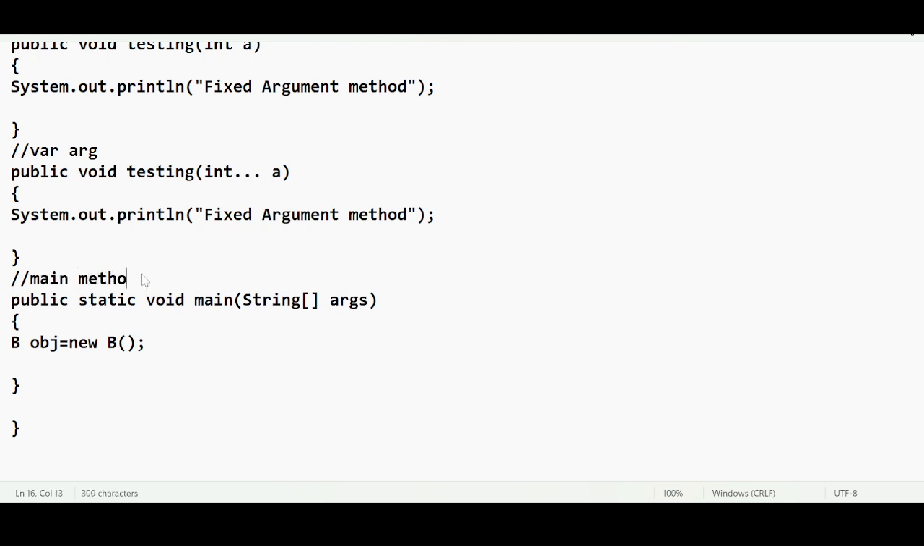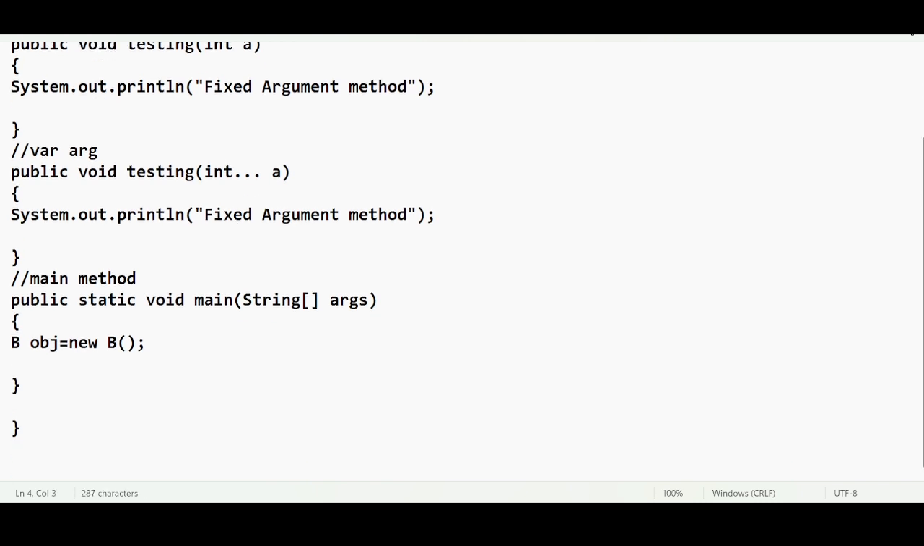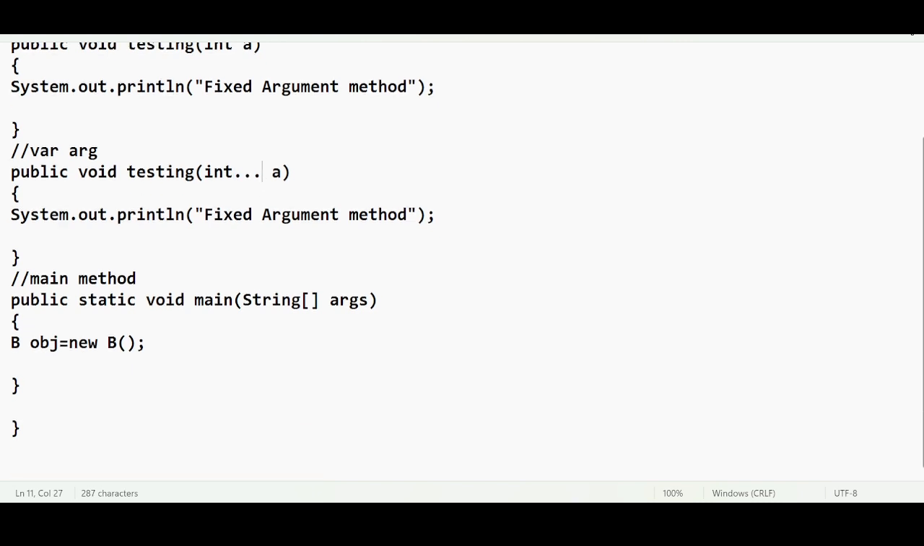So in class B, I have three methods. One is the fixed argument method, or I can simply call it a method. Just a method is fine. This one is representing the variable argument method. Why? Look at the syntax. After the data type, when you include three dots, this becomes a variable argument method. And look at this. This is the main method.